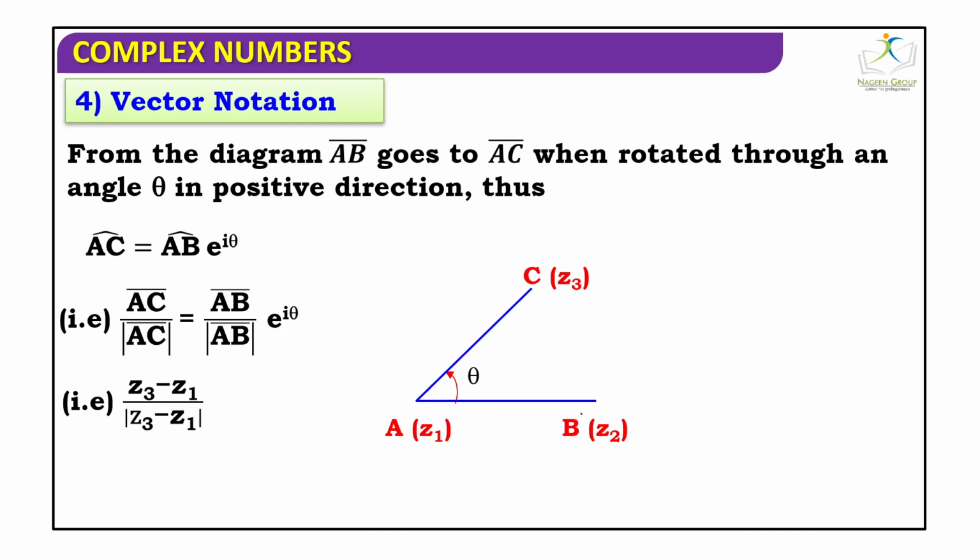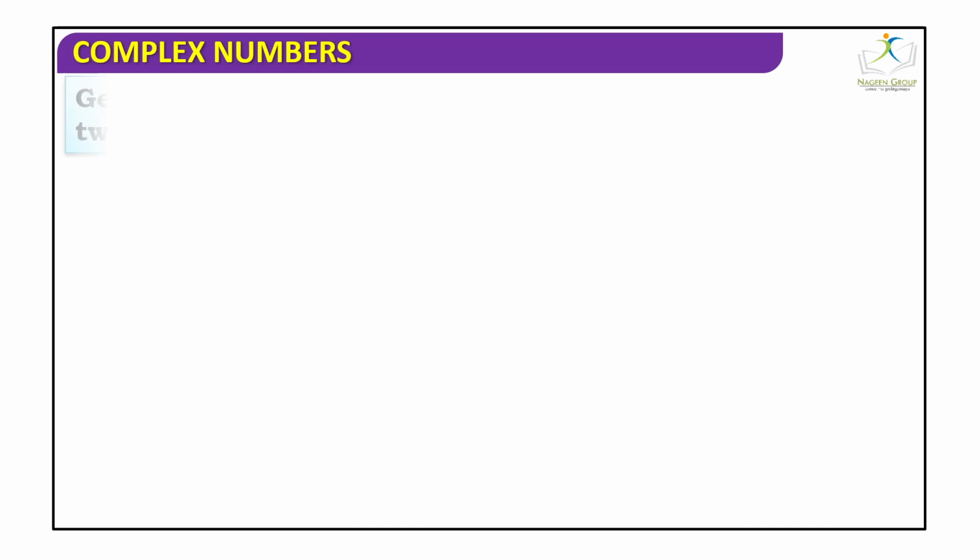Now, how to find the vector AC here? That will be Z3, the position vector of C, minus Z1, the position vector of A. So Z3 minus Z1 divided by magnitude of Z3 minus Z1 equals Z2 minus Z1 divided by magnitude of Z2 minus Z1, into e^(iota theta).